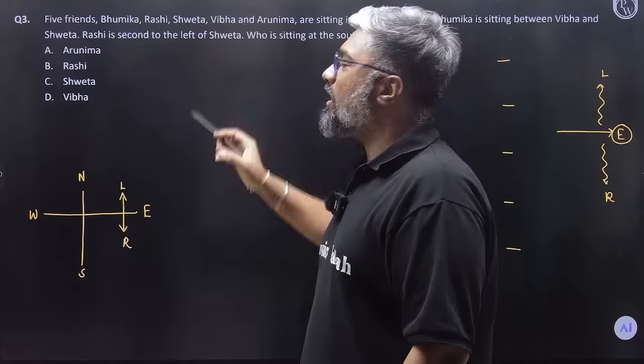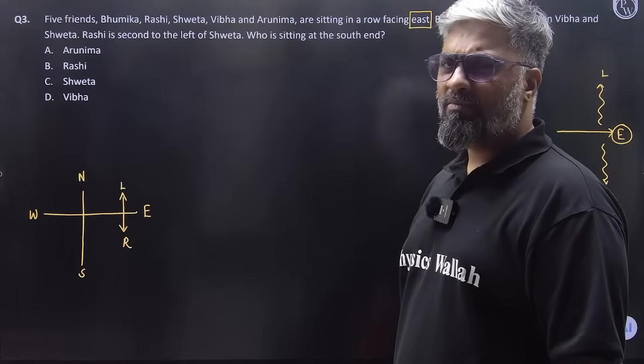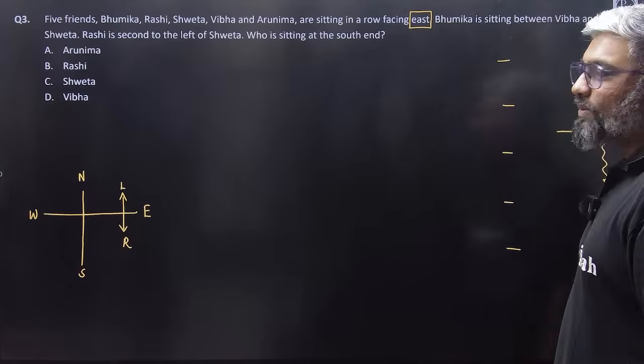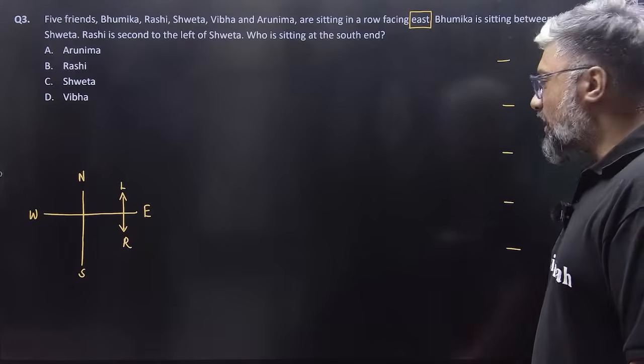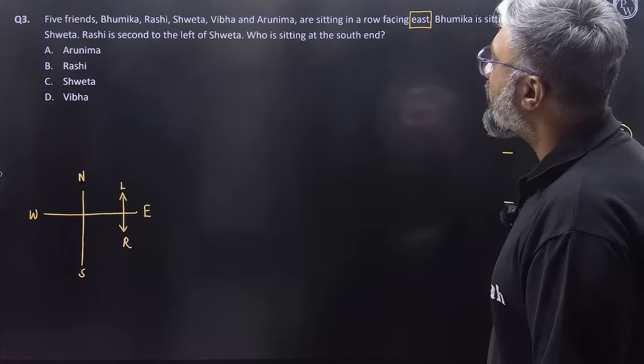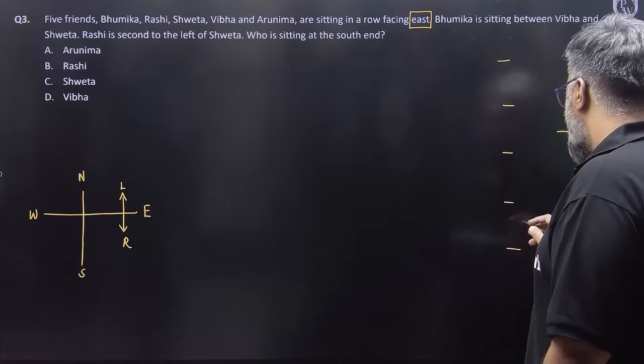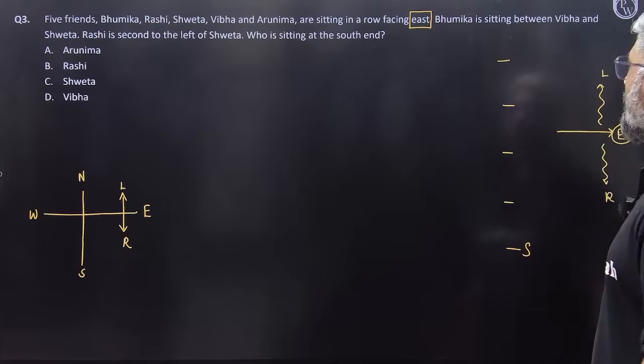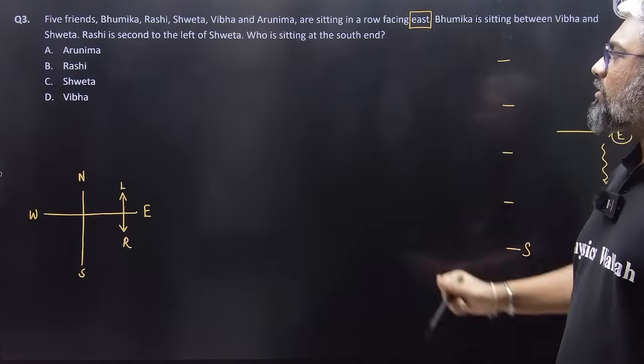Rashi is second to the left of Shweta. Okay, maybe you can try that. But where is Shweta though? Shweta could be here. Are all the letters different? Yeah, perfect. So what if Shweta is here? Yes. Rashi is second to the left.